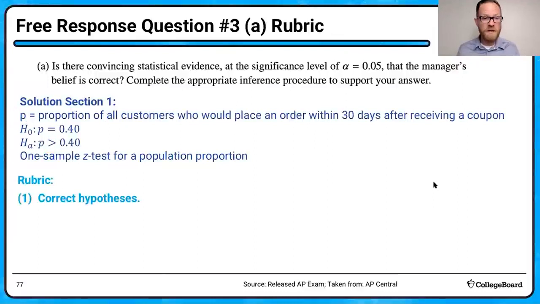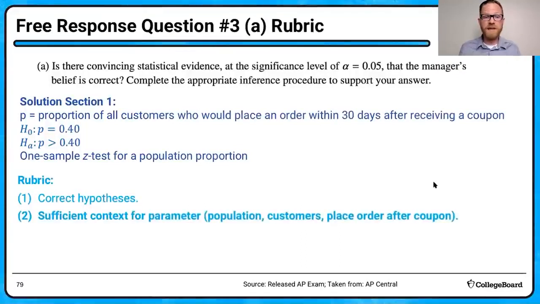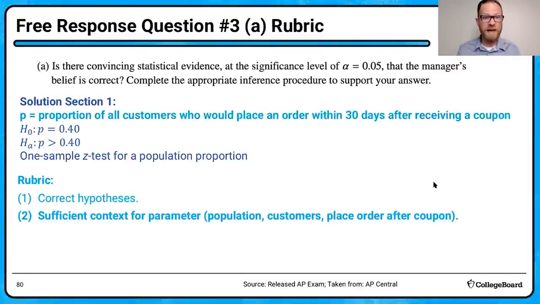So the first thing that we need is correct hypotheses. Well, we definitely have that. Our null hypothesis says P equals 0.40, and we talked already about why it's one-sided for the alternative. Secondly, we have to have sufficient context for the parameter, including the idea of the population, customers, place an order after the coupon. And so you can see we have that right up top when we've defined our parameter. And this idea of all customers is what makes it about the whole population there. And then we also have more context about receiving the coupon.